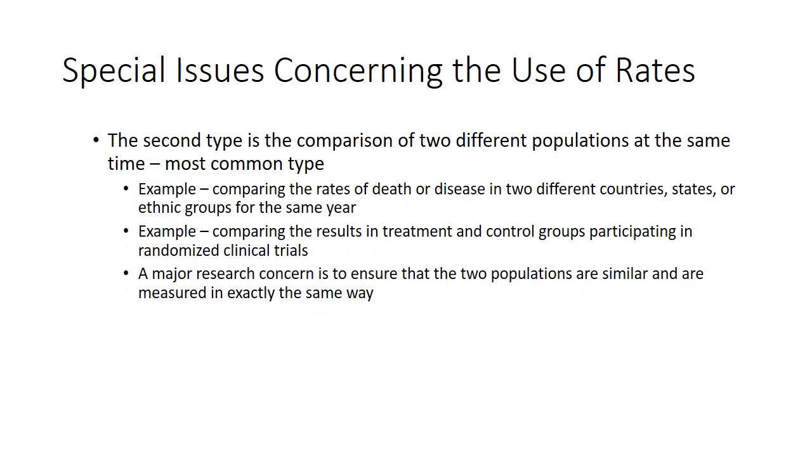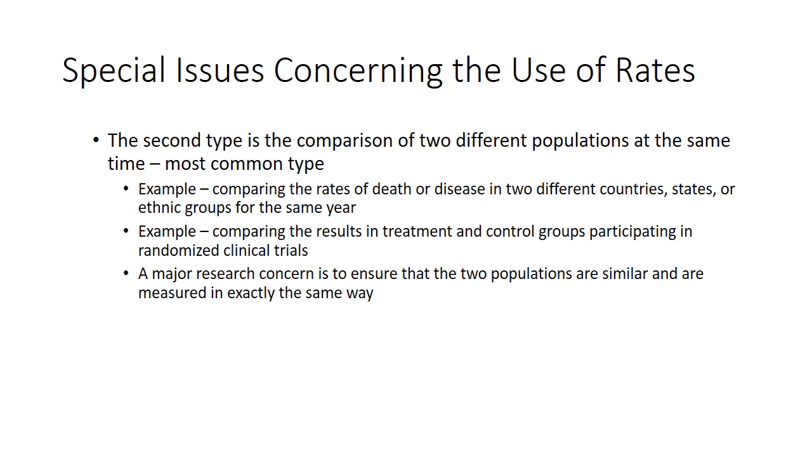The second type you can do would be comparisons between two different populations at the same time. This is probably the most common example of this. So for instance, if you were to compare rates of death or disease in two different countries, so you're looking at the US versus the UK, or if you're looking at different states or ethnic groups, you can compare the results in the treatment and control groups participating in a randomized controlled trial, right? So, the rates of myocardial infarction in people who received a beta blocker versus those who received placebo.